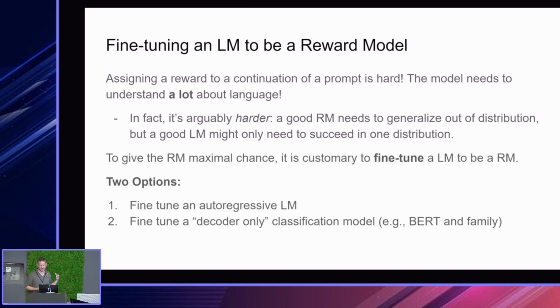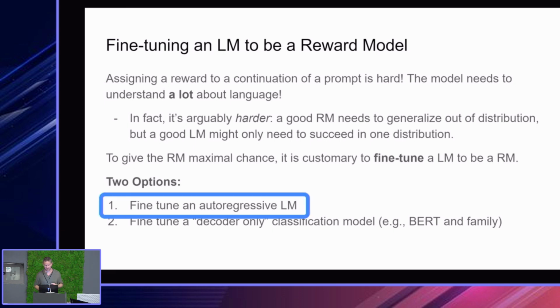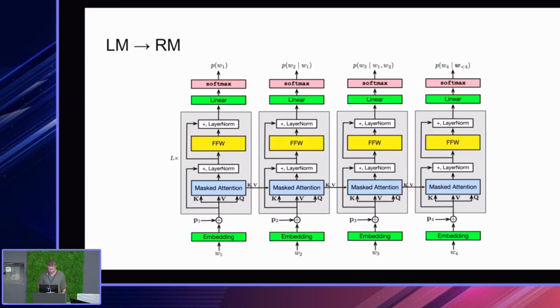So, this is why it's important that we fine-tune a language model to be a good reward model. We can't start from scratch. There's too much to learn. So we have two options, of course: fine-tune an autoregressive language model, or fine-tune a classification model, for instance, BERT. We're going to talk about the autoregressive one here, but both are fine.